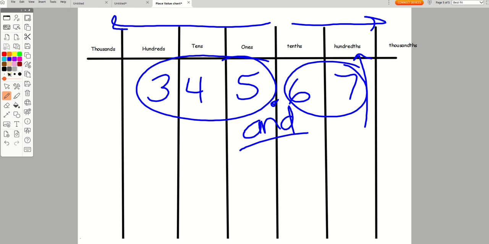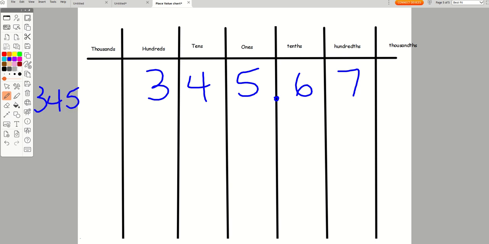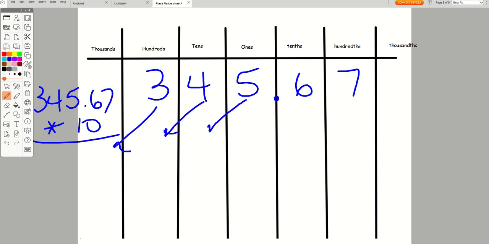All right, I'm going to get rid of all this and just rewrite it. 345 and 67 hundredths. Let's multiply this one times 10 as well. Each one gets 10 times greater. We only move one column. One column larger, remember, is times 10.